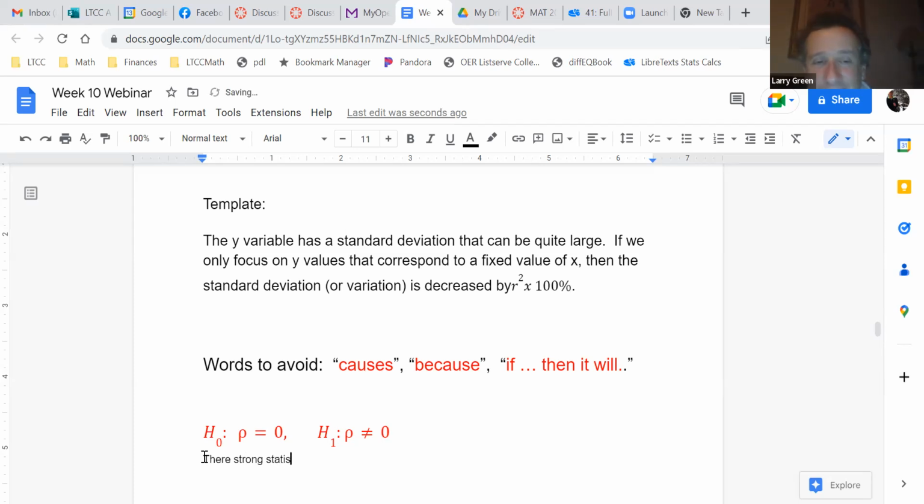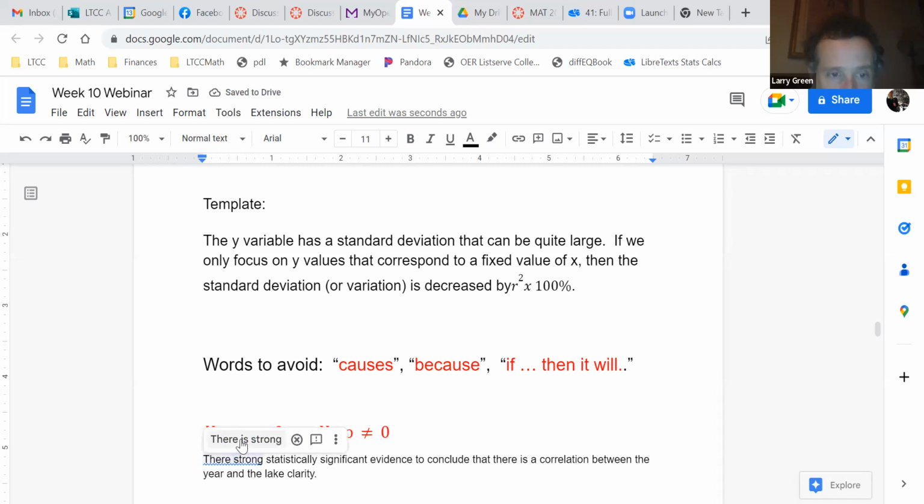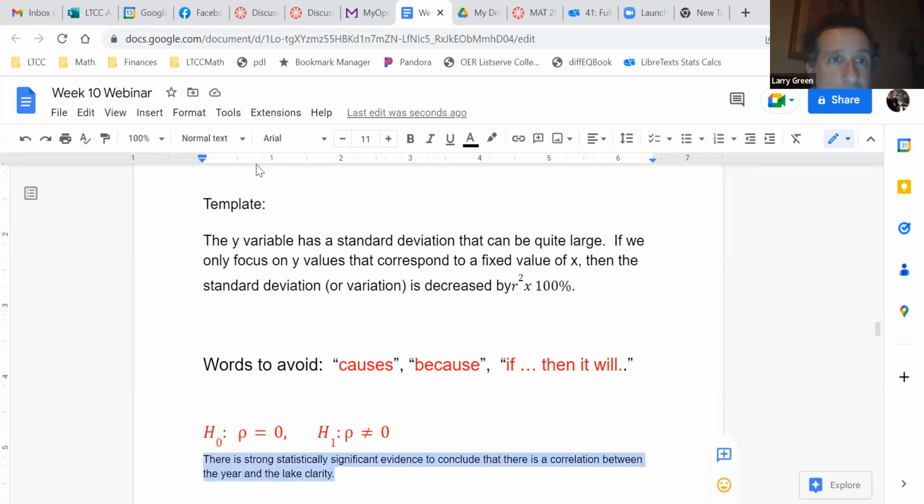Strong, statistically significant evidence to conclude that there is a correlation, and not a strong correlation, just correlation, between the year and the light clarity. It wants an is. Okay. Any questions at all on, let me make this bigger so you can see it better.